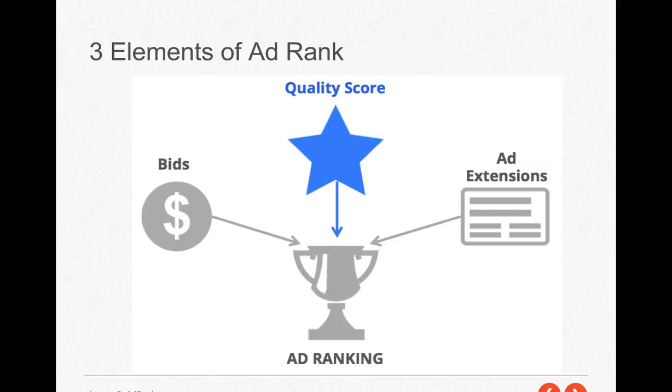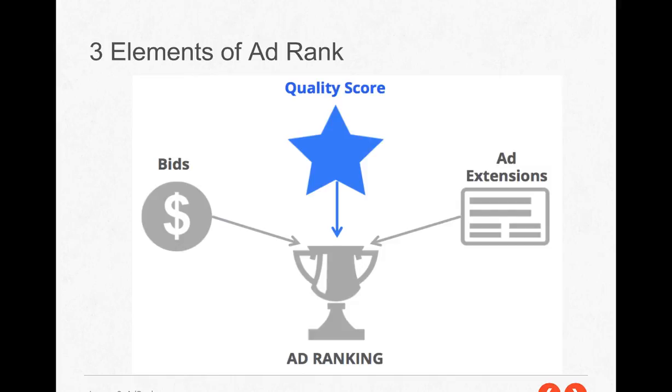Now, there's 3 elements that go into ad rank. First is bids. So the bid is how much you're willing to spend on a keyword. If it's a keyword that you think might have higher intent or might potentially be more lucrative for you, you're probably going to be more inclined to pay more for that keyword. If it's more of a top of the funnel type keyword where people are just doing research, you might be less likely to pay a higher price for that keyword.